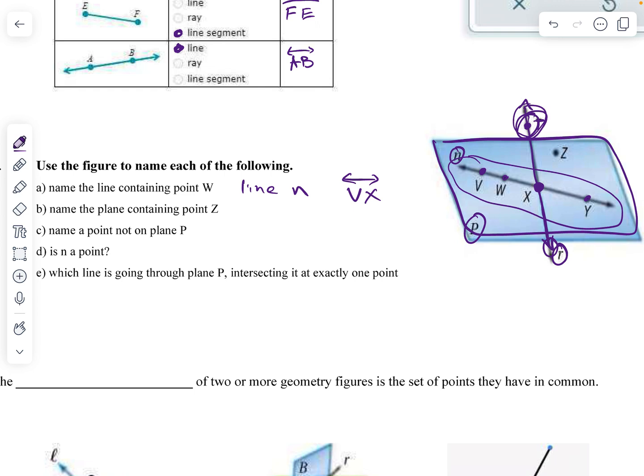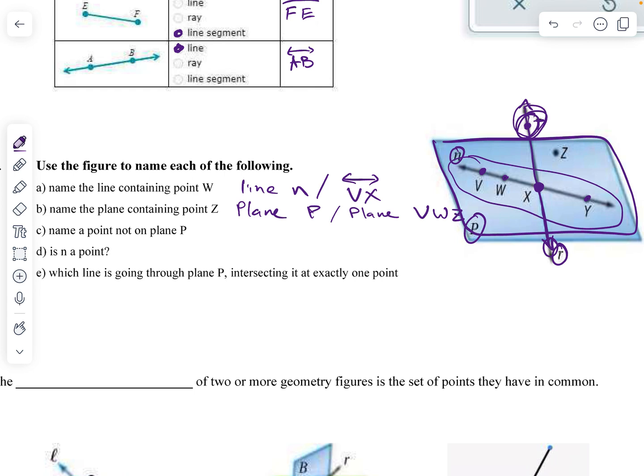Next, I'm going to name the plane containing point Z. So naming a plane is just the plane that it's talking about. Again, I can call that plane P, because that's in the corner. It's got a capital P in the corner there. I could also name it with 3 non-collinear points. So I could call it plane VWZ, since Z is not on the same line as those, so that would work. Remind me to talk to you back when I get back in class on why they need to be non-collinear.